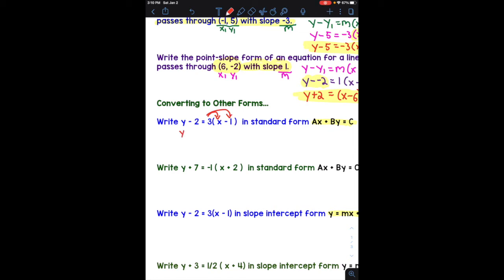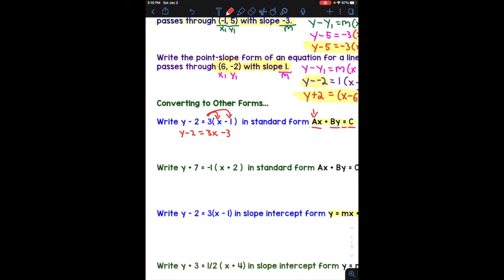So we have y minus 2 equals 3x minus 3. Now remember, standard form, we always want the x term first, then the y term, then the equal sign, and the term with no variable at the end. Remember, the other rules for standard form, one in particular, is that a cannot be negative, so let's make sure we keep that in mind.